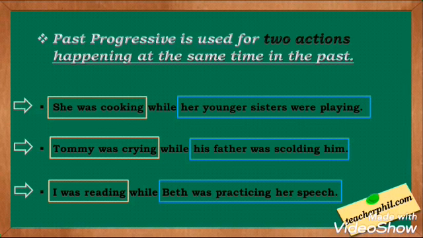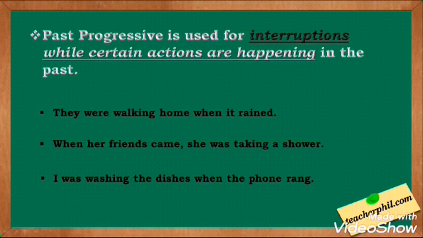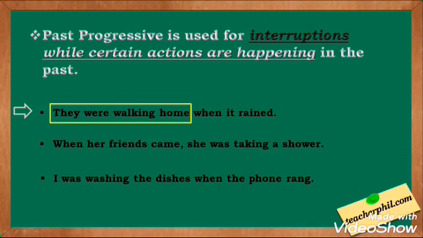They were happening at the same time in the past, and we have to know that while is followed by the past continuous, and the other one is also past continuous. The past progressive is also used for interruptions. When we say, they were walking home when it rained, here the long action is were walking home. The short action is it rained. So the short action interrupted the long action.